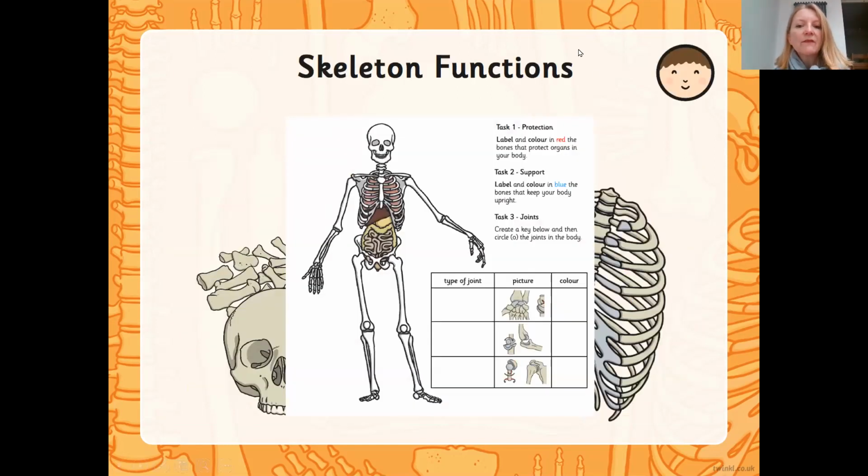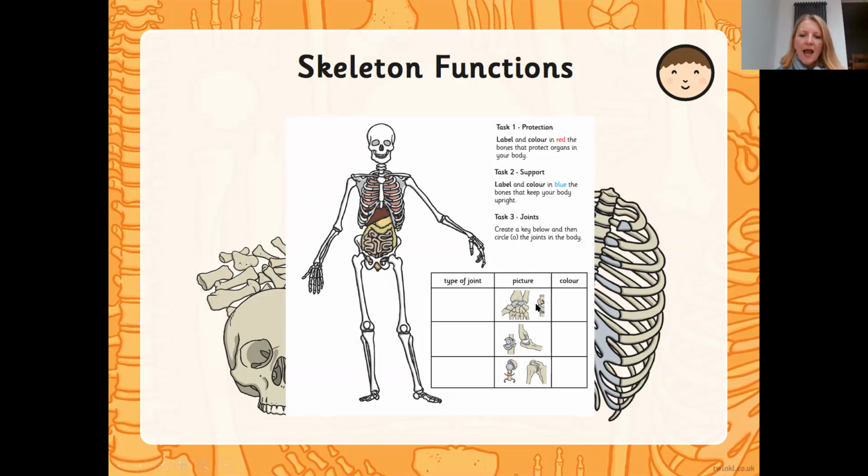Okay, so we've gone through those three main functions of the skeleton: protection and support, and then finally for movement you have joints in your body. So if you haven't already, you can start filling in your different tasks. So the first one was to label those bones in your body which give protection. Task number 2 was to label and colour the bones in your body that keep it upright, to give you support. And then task number 3.